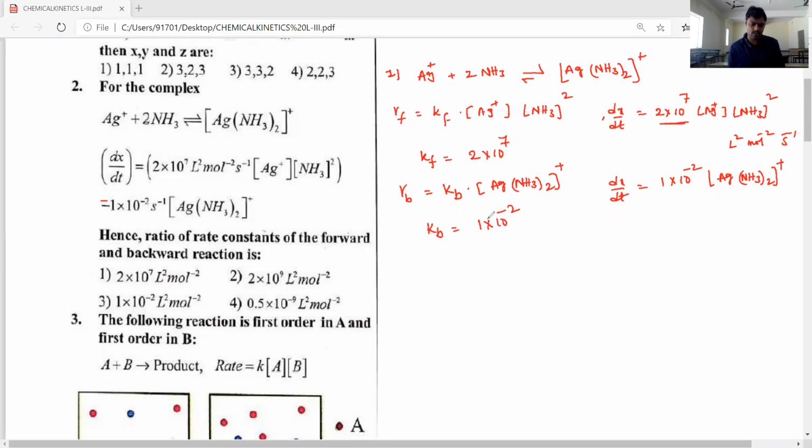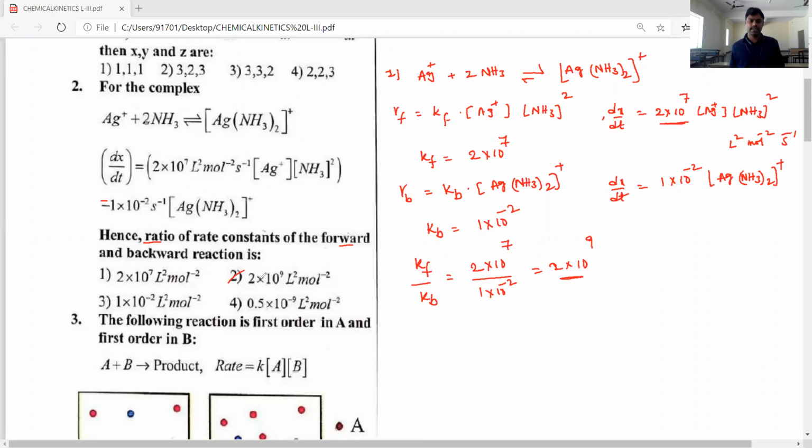So what is the question asking? Find the ratio of the rate constants of the forward reaction by the backward reaction. Kf by Kb is equal to 2 into 10 to the power of 7 by 1 into 10 to the power of minus 2. This 10 to the power of minus 2 goes upside, then it becomes 10 to the power of 9, which means 2 into 10 to the power of 9. The answer is the second option.